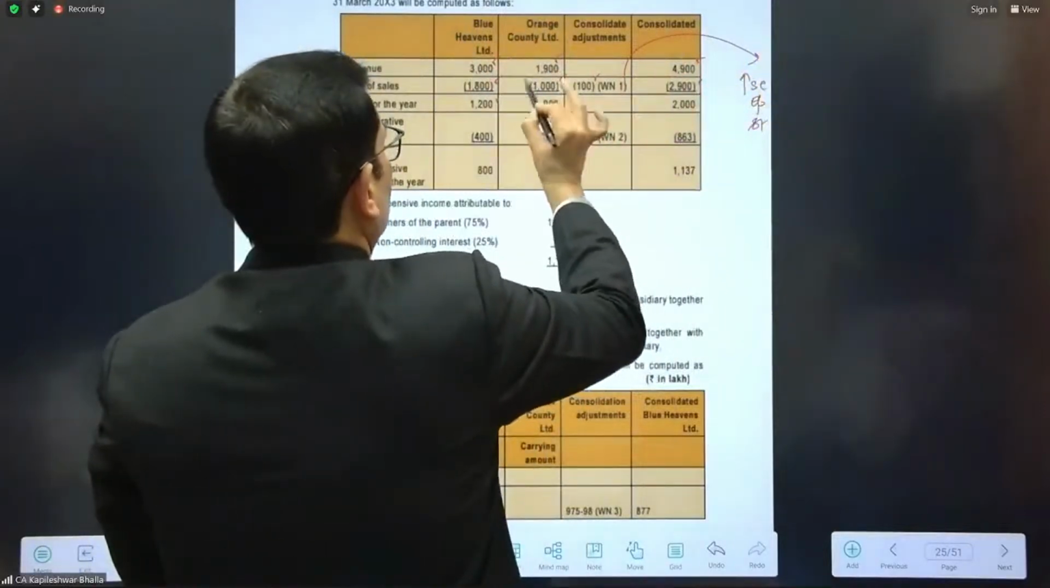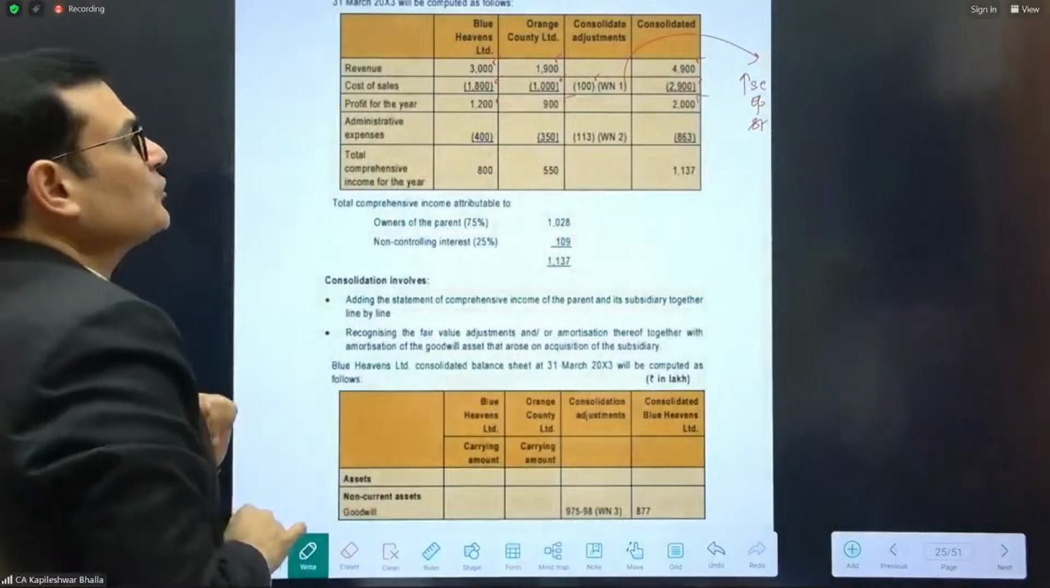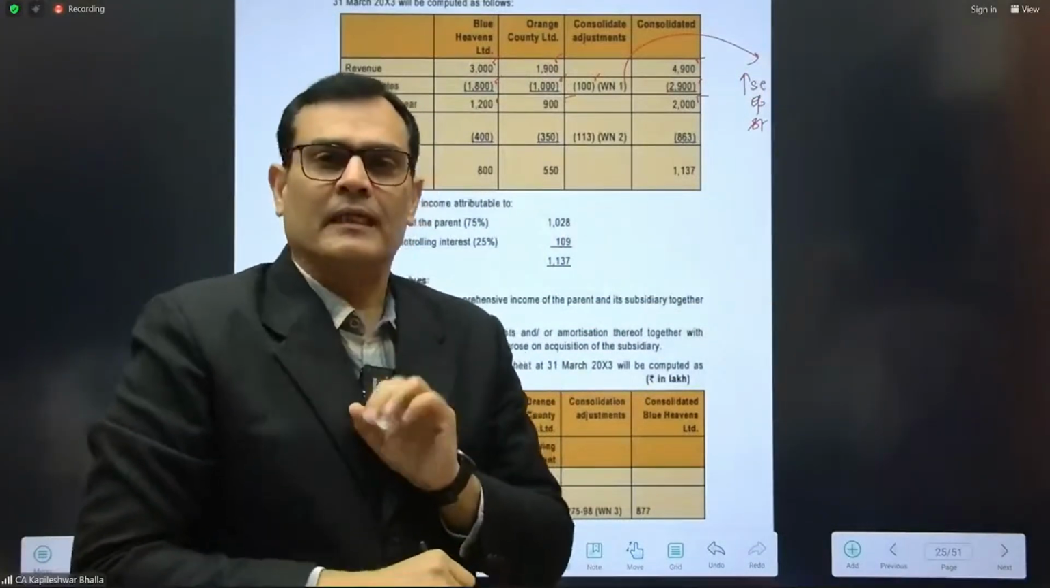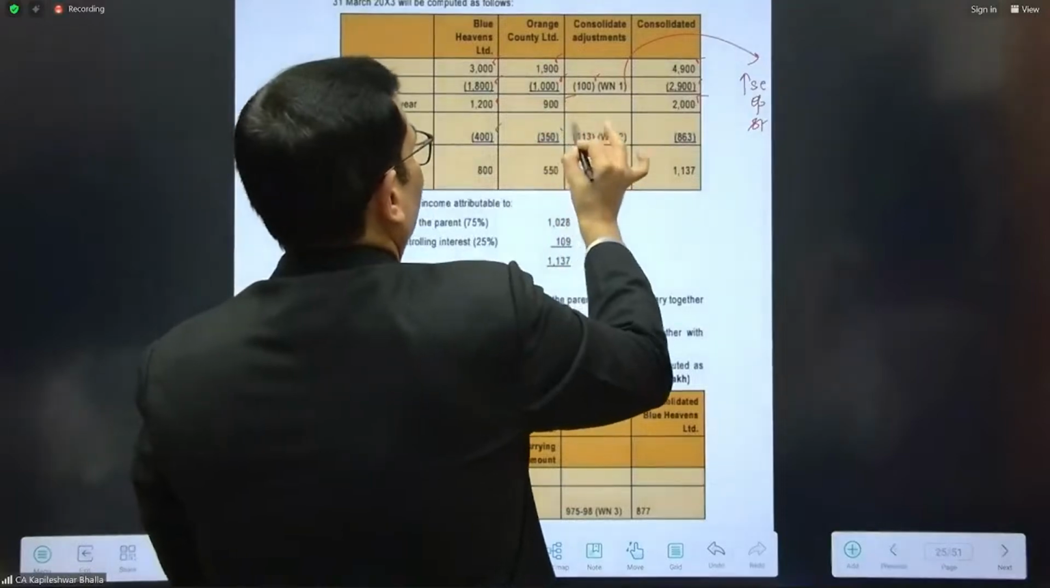So we get the profits for the year. And then there is administrative expense. Now, in terms of the administrative expense, what we have done, we've taken the holding and the subsidiary.